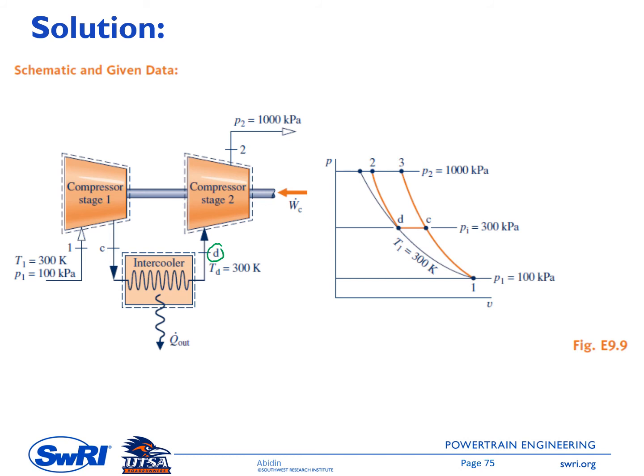And on the right side is the PV diagram. We have state 1 at the entrance of compressor stage 1, and then C is the exit of compressor stage 1, D is the exit of the intercooler, and then 2 here is at the exit of compressor stage 2. We also need to compare the compression work in case we only have one compressor. So in case we have state 1 here and it is changed directly to state number 3 here.